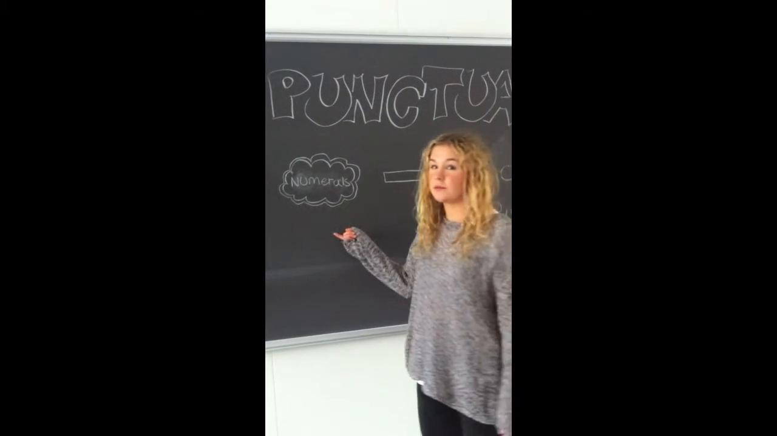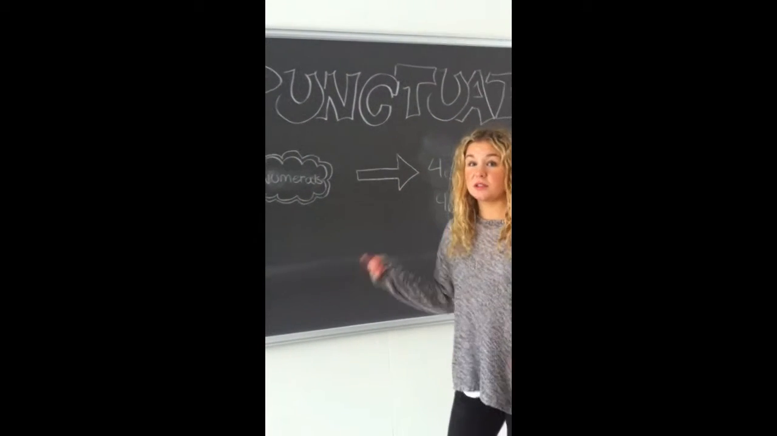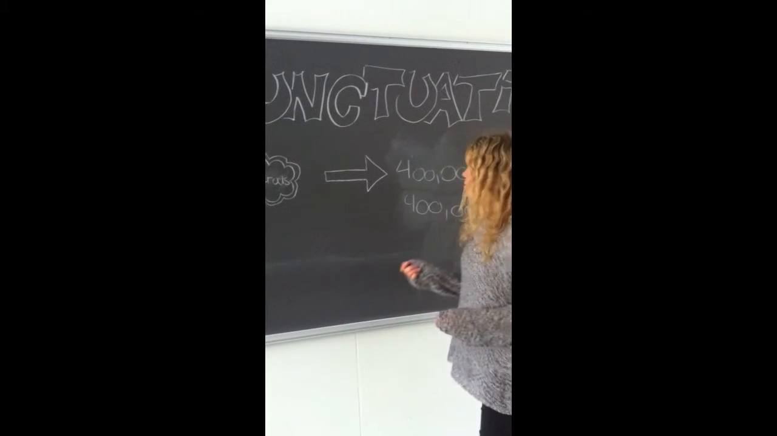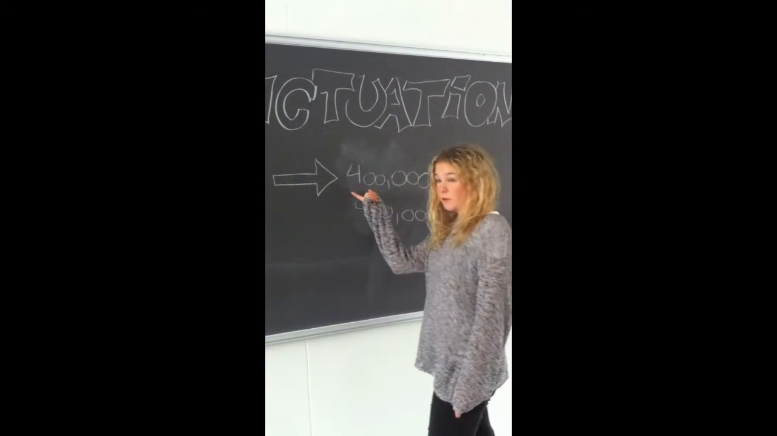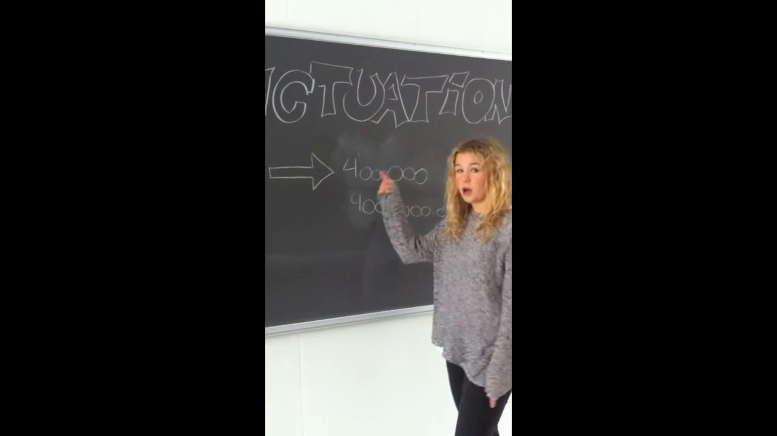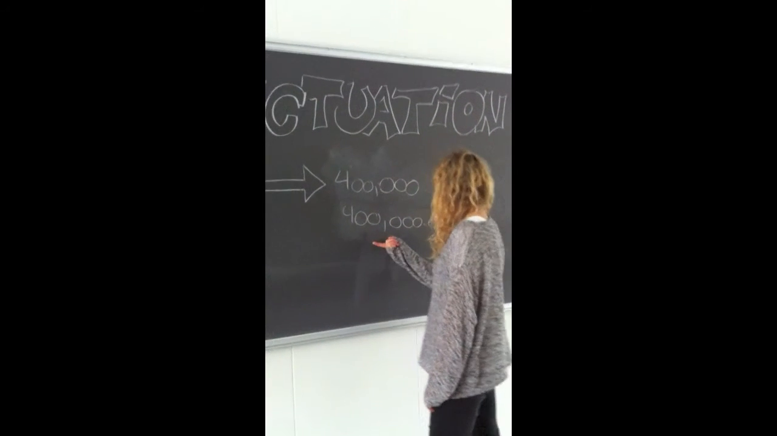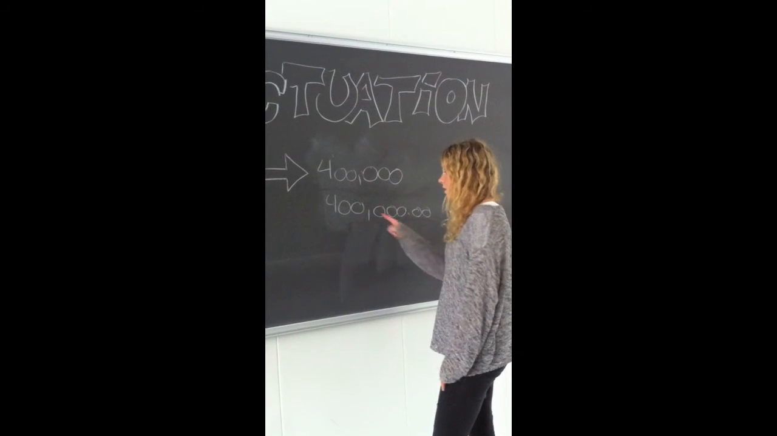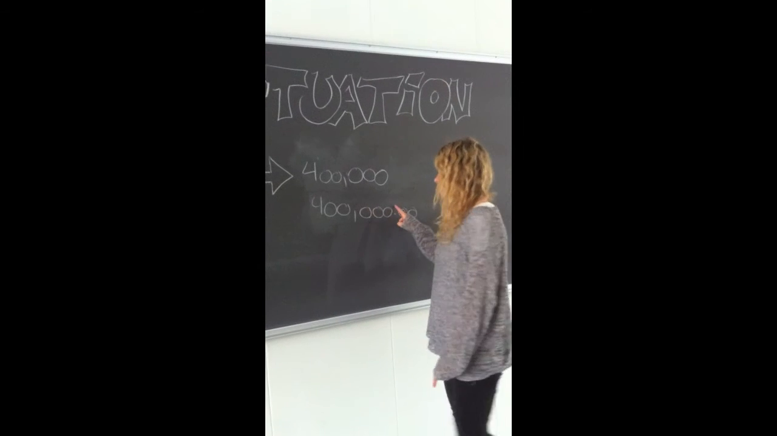Punctuation with numerals. In punctuation with numerals, it is the complete opposite of Danish. For example, 400,000, they will put a comma at first. And in the other example, 400.000, they will put a comma here and a dot in the end.